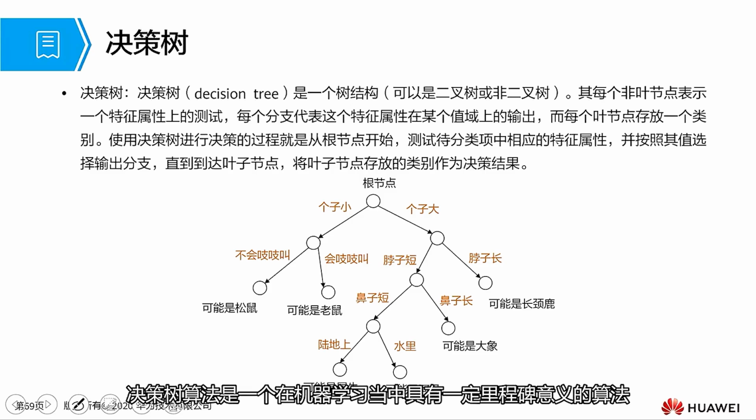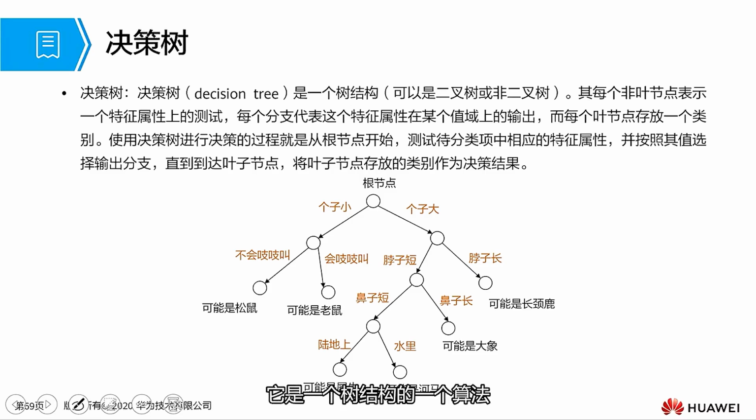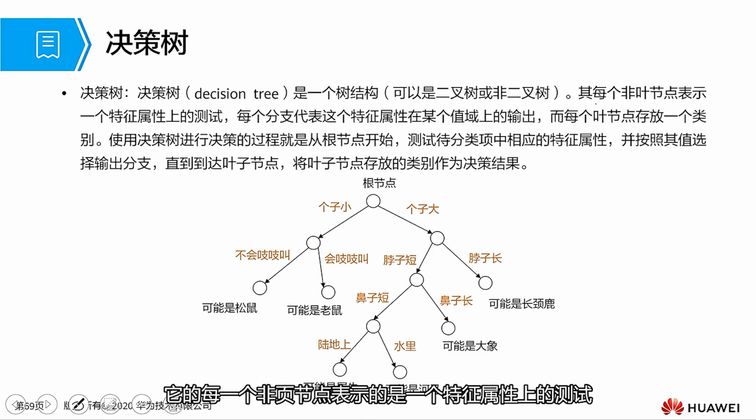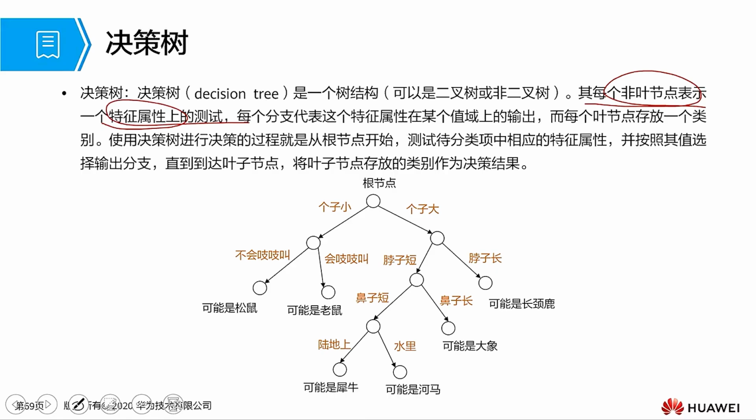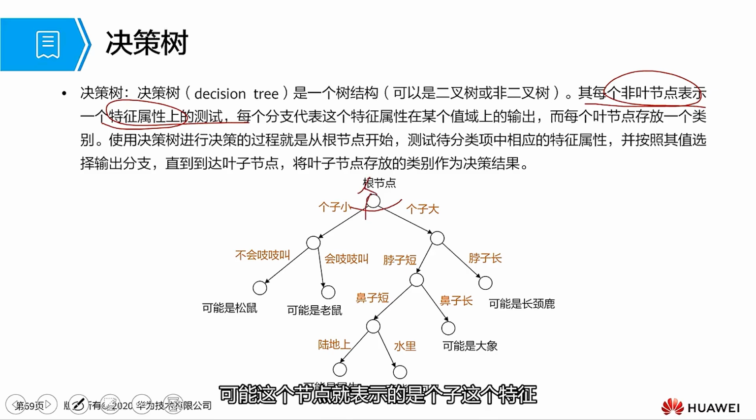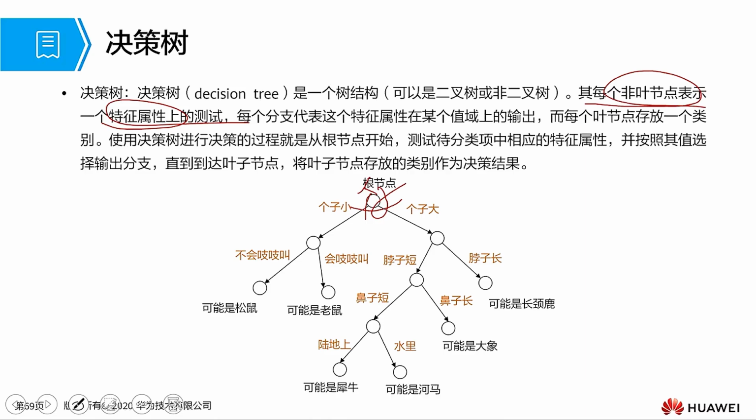Next, let's look at the third algorithm in this section. It's the decision tree algorithm. The decision tree algorithm is a milestone algorithm in machine learning. It is very important. It is an algorithm based on a tree structure. Each of its non-leaf nodes represents a test on a feature attribute. Actually, each node is a feature. This node may represent one feature, another node may represent another feature, and this node represents the feature of the neck.